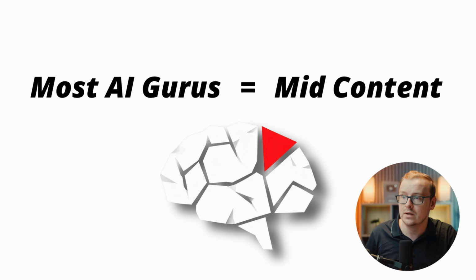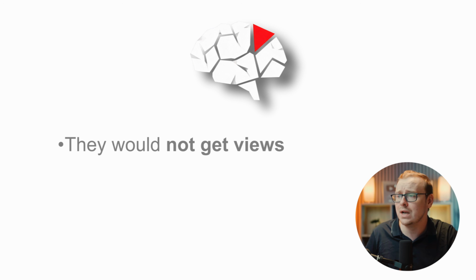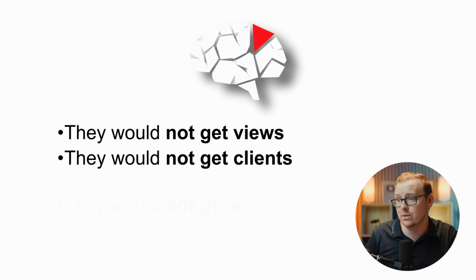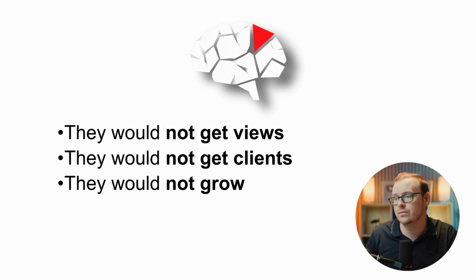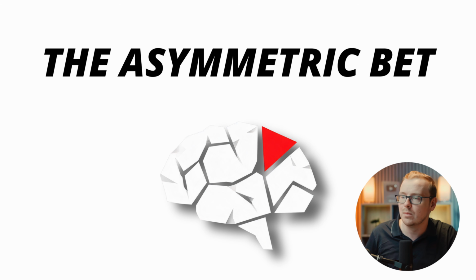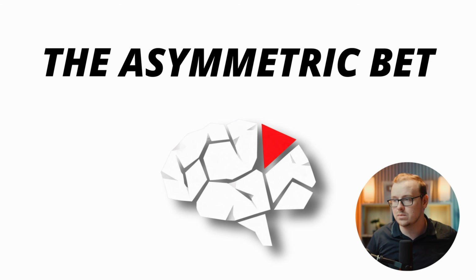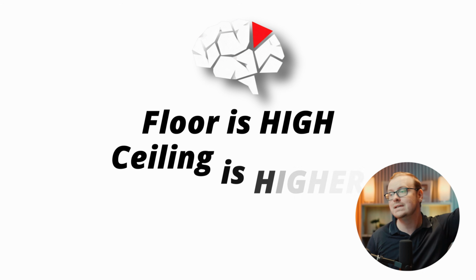If you took their content machine and applied it to literally any niche outside of AI, they would not get views, right? They would not get clients, and they would not grow. So how are they popping off? Well, it's because they're making what's known as an asymmetric bet. A really, really smart bet, actually, right? So basically what this means is the floor is high and the ceiling is even higher.